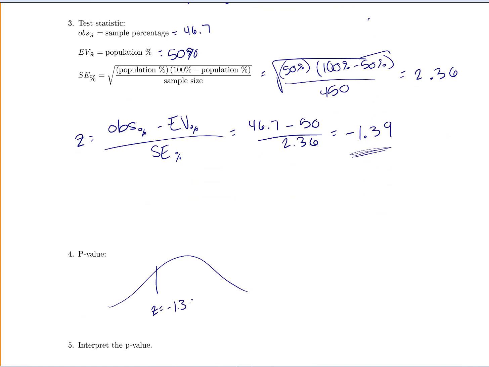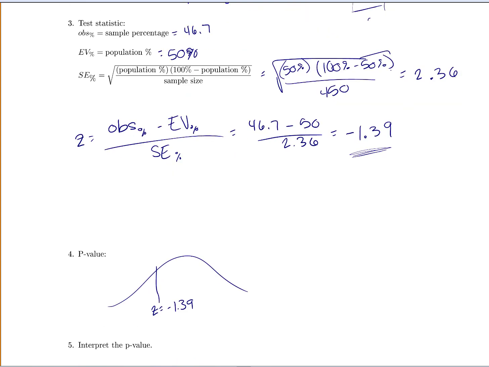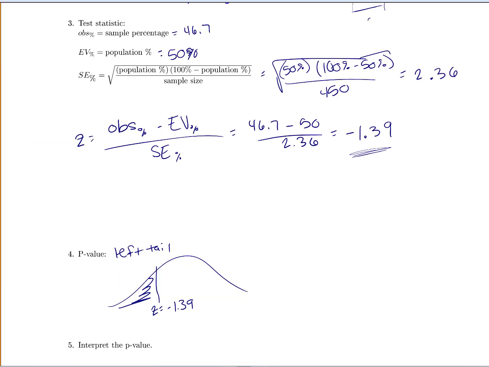Z equals negative 1.39. Looking at our alternative, we want to know if it's less than. So this is one tail, specifically the left tail. We'll shade to the left. Let's go to our normal table and look for negative 1.39. It looks like my closest would be right here, so that's 8.08%. So my p-value equals 8.08%.